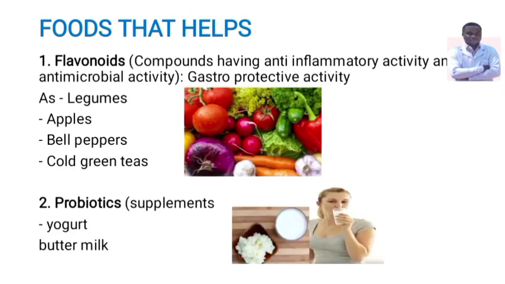But we also have food that helps in the treatment of peptic ulcer disease. The first one is flavonoids. Flavonoids are compounds having anti-inflammatory and antimicrobial activity. Therefore, they provide gastroprotective activity in the stomach.